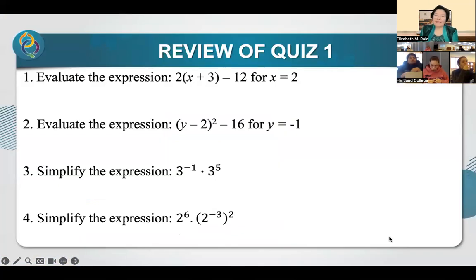All right, so let's try to review our quiz. Most of you, especially on the first two problems, were able to get it. That's really very easy: evaluating the expression for a certain value of x, which we will be doing a lot more in our discussion on equations and many other things. Most of you got the answers correctly.